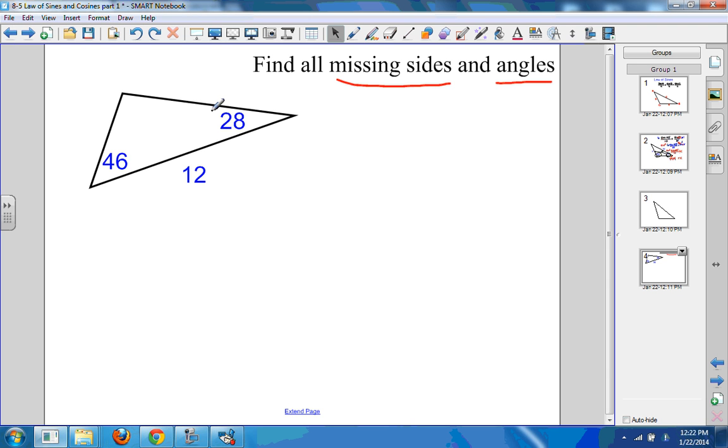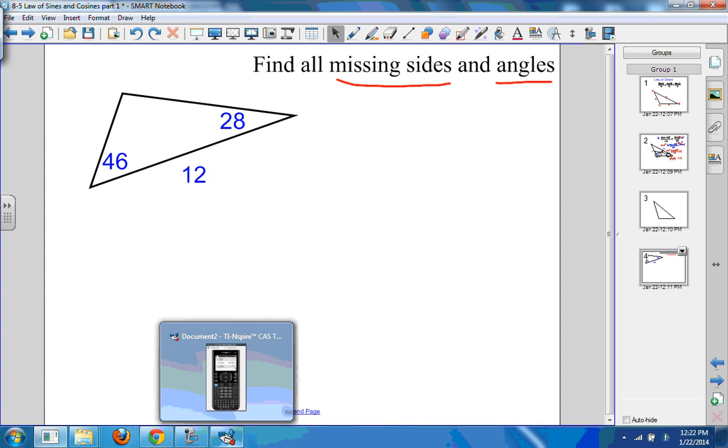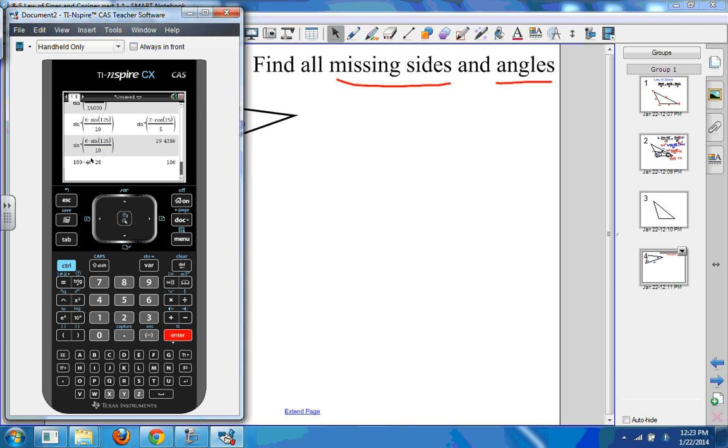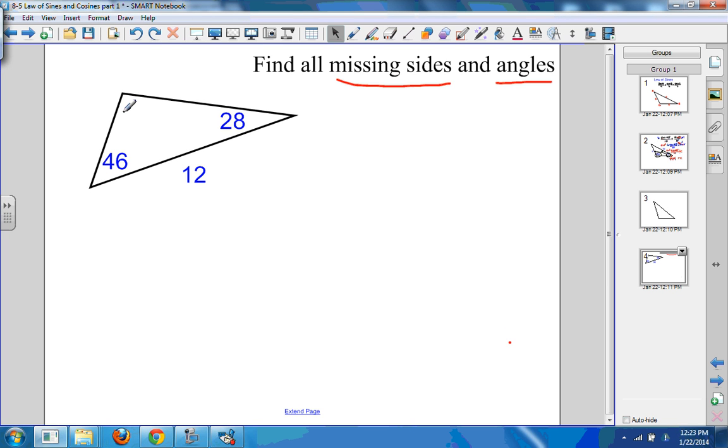Before we do that though, hopefully remember that all 3 angles in a triangle add up to 180. So we can find our missing angle with that knowledge. We can take 180 minus 46 minus 28, and that'll be our missing angle there, 106. Alright, so now we're just missing 2 sides. Call this x and call this y.